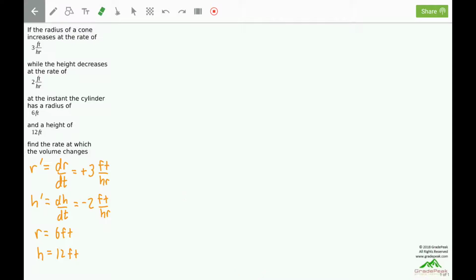We want to find the rate at which the volume changes. That will be v prime. V is related to the radius and the height for a cone by the volume formula of 1/3 pi radius squared times the height. The radius and the height are not related here. They're independent, and therefore the right side will be a product rule for the derivative. We have the related variables equation.